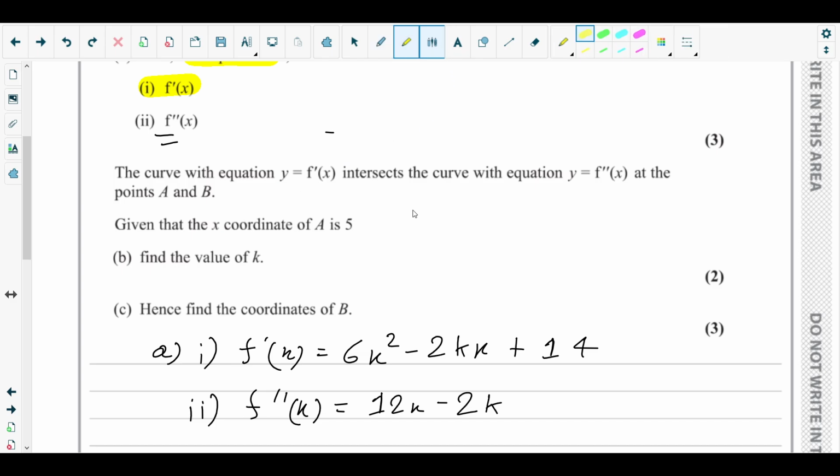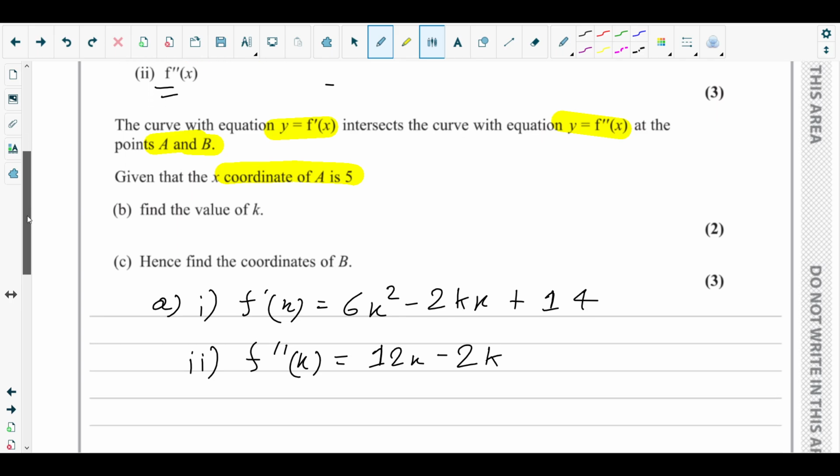In part B, what they are asking is: the curve with equation y equals f dash x intersects the curve with equation y equals f double dash x at the points A and B, given that the x coordinate of A is 5. Find the value of k.